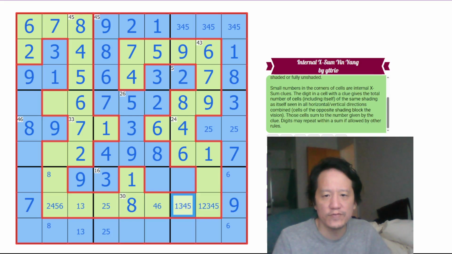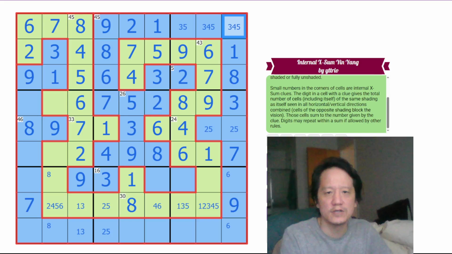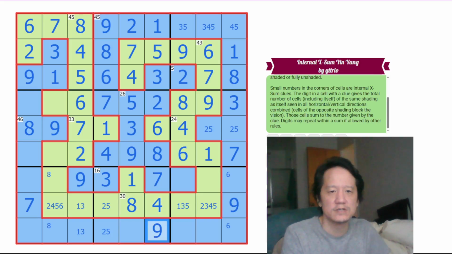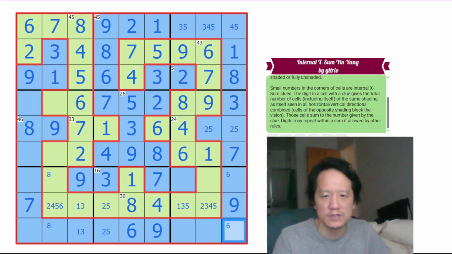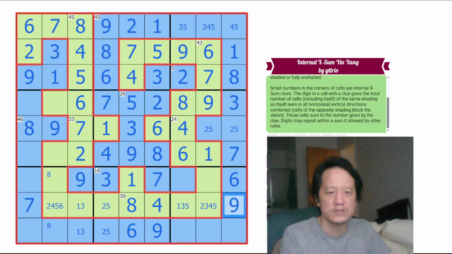This cannot be 4. This cannot be 4. This can't be 3. This can't be 1. This can't be 6, so this must be 4. Remaining digits in column 6 are 7 and 9. This can't be 9, so this must be 7, which makes this 9. This digit is 1, 2, 3, 4, 5, 6, so this has to be 6, which means this can't be 6 here. So that forces 6 to be there.